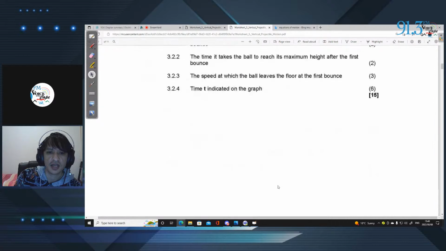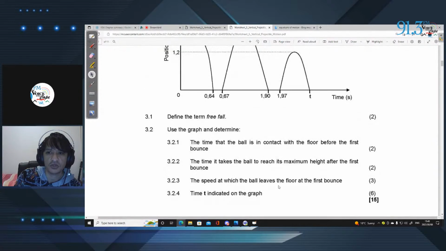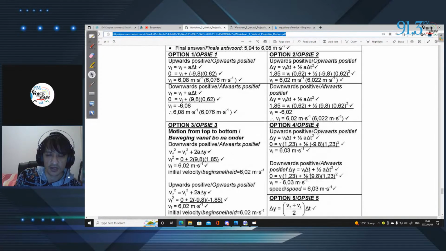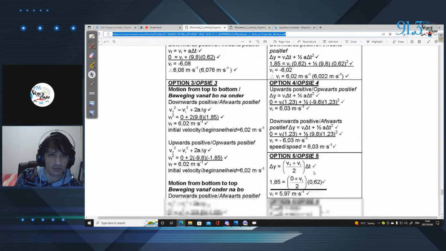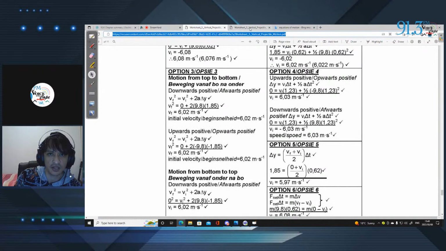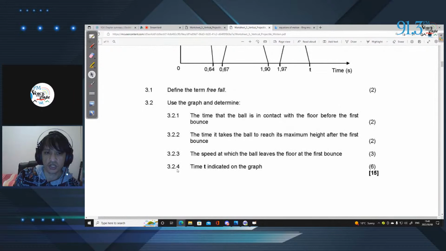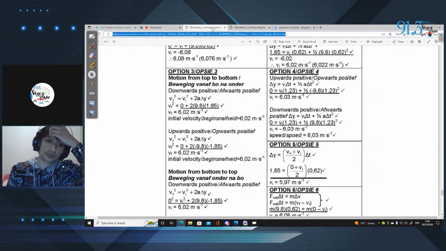And let's see, the time indicated on the graph, 3.2.4 T. Okay, so we're looking at the last problem before we close off. This memo and these questions will be available for you on the website. The link will be in the description below as well. So let's just look at the last question, 3.2.4. Time T indicated on the graph.